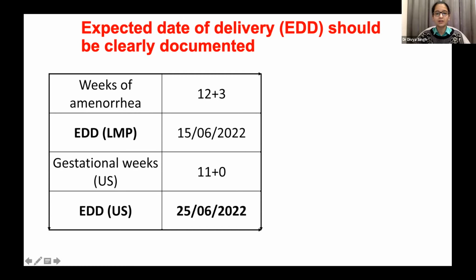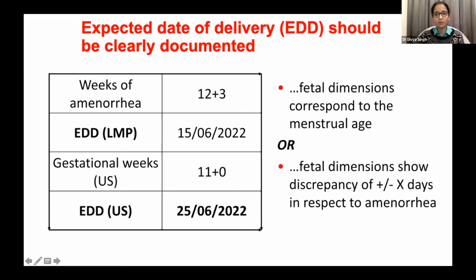Just an example to reinforce what I just said. Now, suppose we perform a scan in a lady whose weeks of amenorrhea at the time of scanning are 12 weeks, 3 days. So the EDD by LMP is 15th of June. But when I measure the CRL, the crown rump length corresponds to a gestational age of 11 weeks. So you see here, there's a difference of 10 days. So what happens? We'll mention in our report that the fetal dimensions show a discrepancy of 10 days with respect to the period of amenorrhea. And therefore, we would reassign the dates by the crown rump length.